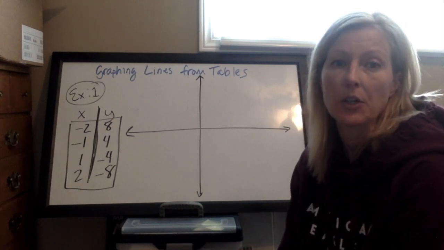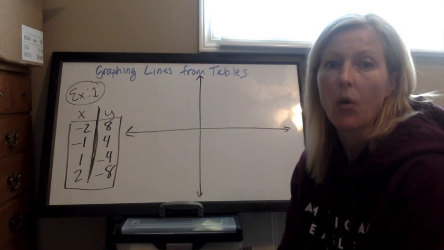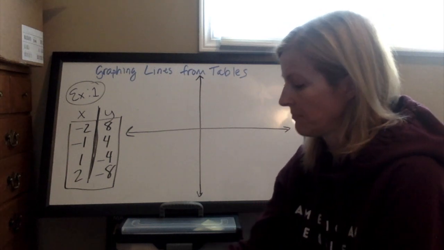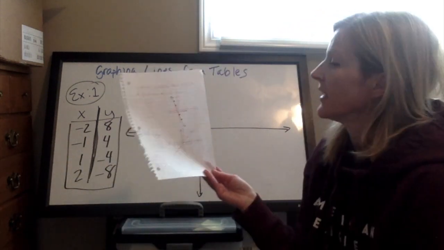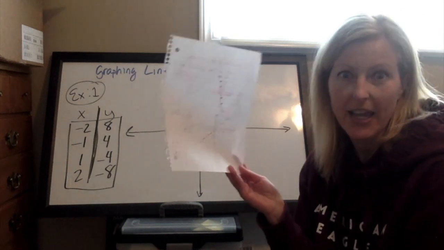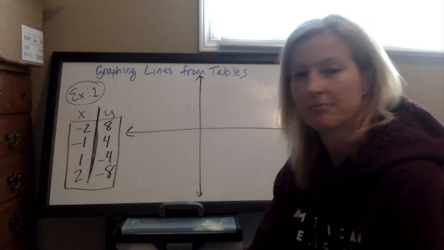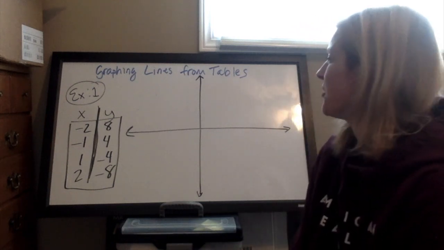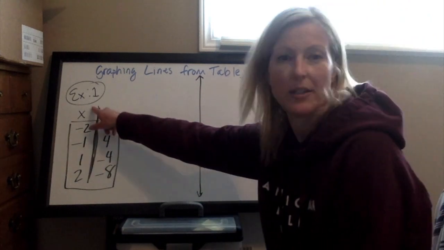Now you can either print the worksheet out if you have a printer, or you can get a piece of paper. Doesn't even have to have lines on it. Get a piece of paper like I did and write out the problems on the paper. So you have options. Okay, so we are going to start with example number 1.